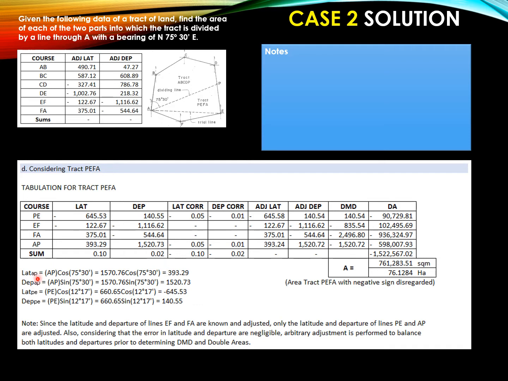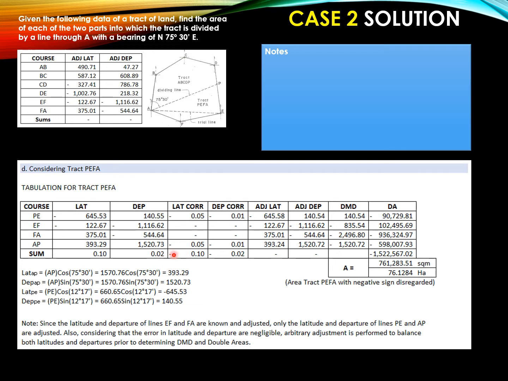So, para makuha mo yung latitude and departure, which is ilalagay natin dito sa table para makompute natin yung DMD. Ayan. So, makikita nyo dito, na-compute natin yung sum ng latitude and departure, merong error. So, we distribute the error, pero hindi natin dinistribute sa lahat. Bakit? Kasi, dinistribute lang natin yung error dito sa kung saan natin kinompute. Okay? So, etong EF at saka FA, given siya. So, most likely, wala sa kanya yung error. Most likely, nasa computation natin yung error.